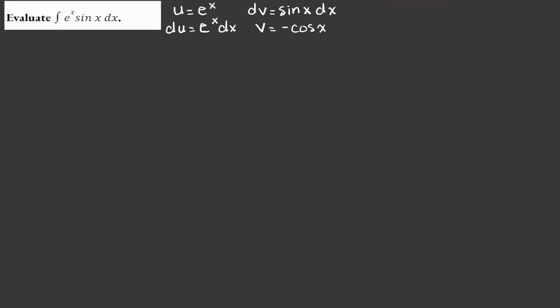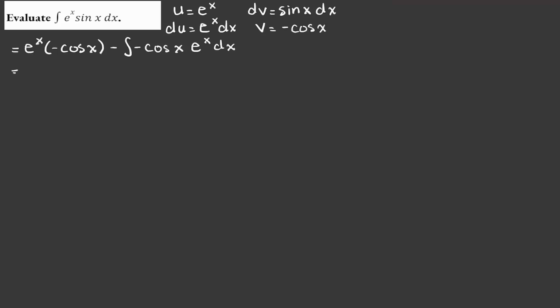The reason it's negative cosine of x is because the derivative of cosine of x is negative sine of x, but here our dv is a positive sine of x. So to fix that, we just multiply the integral by a negative, and then whenever we take the derivative of negative cosine of x, we'll be able to obtain sine of x. Now putting the equation together, it's u times v, e to the x times negative cosine of x, minus the integral of v, which is negative cosine of x, times du, e to the x dx.